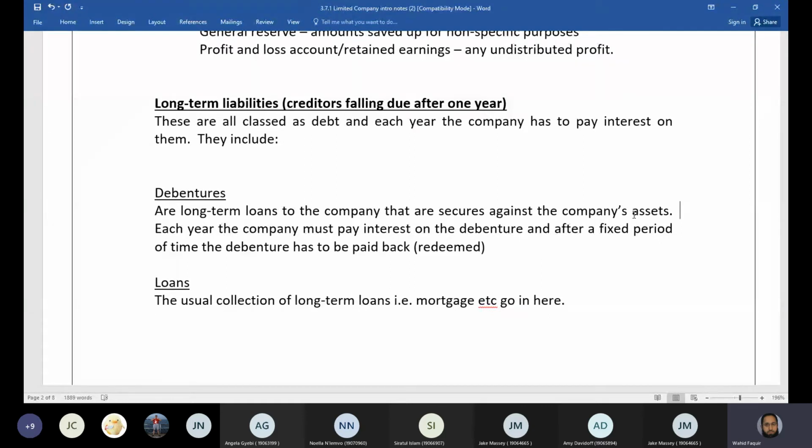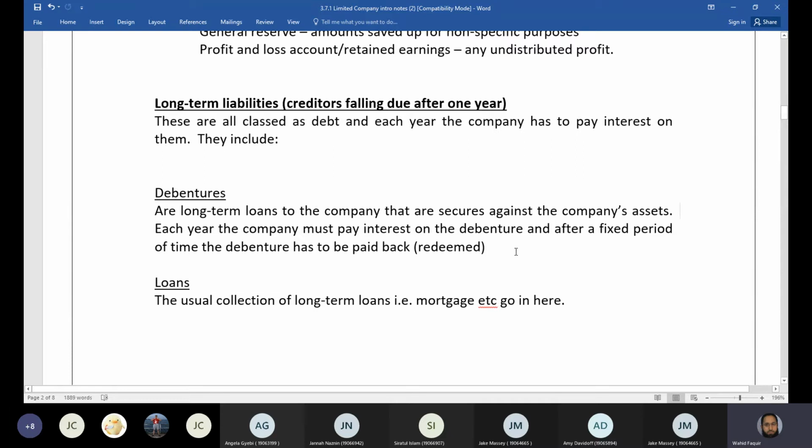What happens? Well, perhaps my assets are seized. Okay, I no longer control them. The company secured the debenture against my assets. I've lost them. That can happen with a bank loan as well, by the way. That also happens with some bank loans.